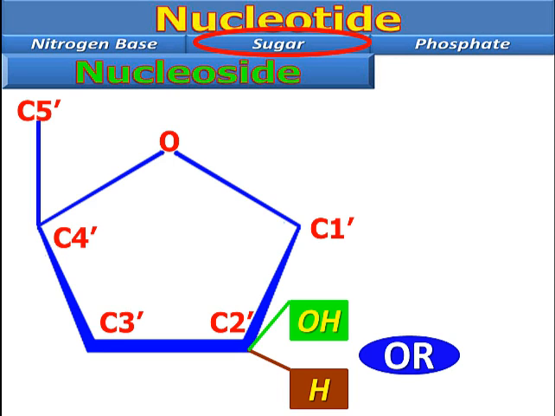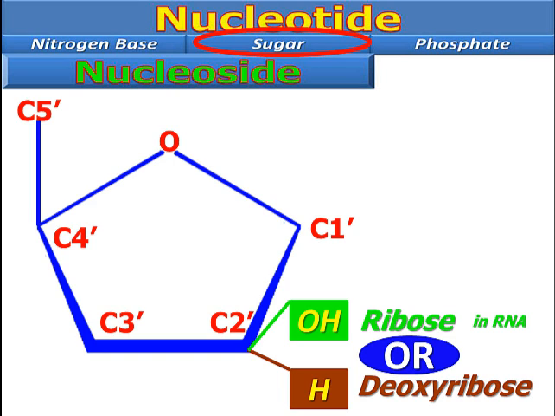If hydroxyl is here, the pentose is called ribose, which could be found in RNA. If hydrogen is here, the pentose is called deoxyribose, which in turn could be found in DNA. Here I would like to draw your attention to carbon 3 prime and carbon 5 prime. In some minutes, we will see the important role they play in the structure of DNA.